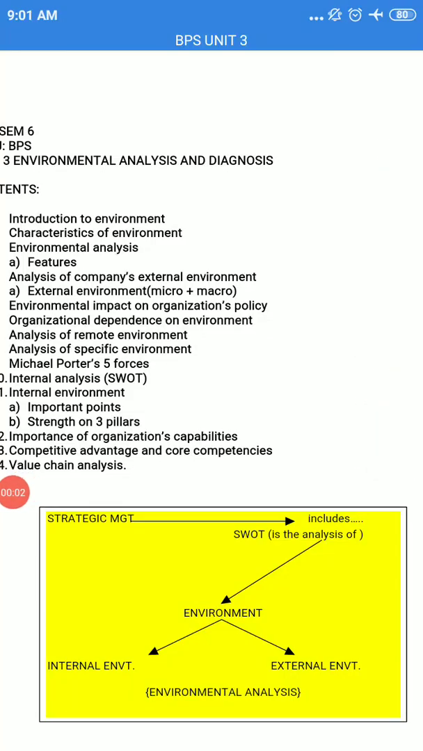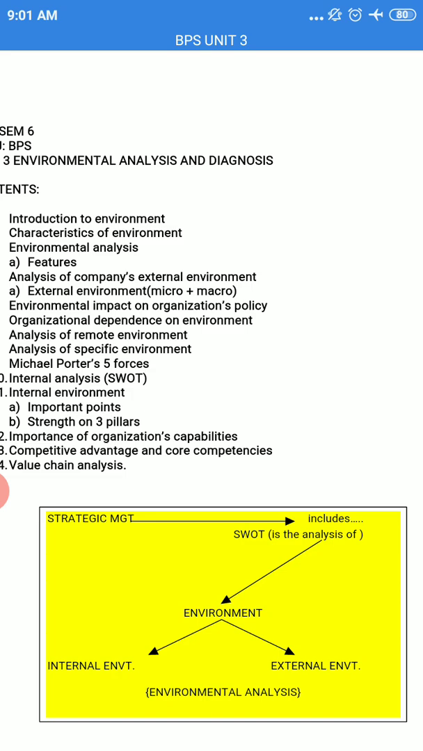Good morning, students. Welcome to the subject of BPS, that is Business Policy and Strategy. We are dealing here with unit number 3. We are to start with unit number 3, that is all about environmental analysis and diagnosis.